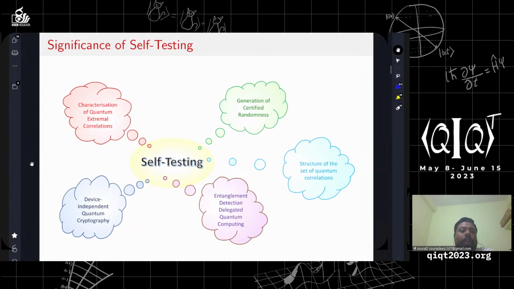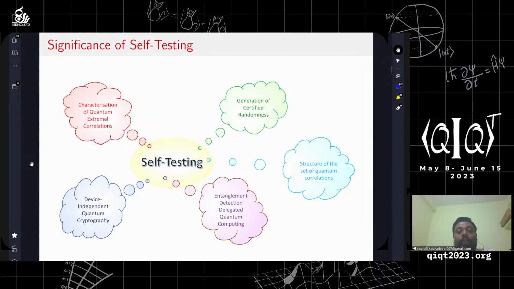That means the user can't rely on the devices they are using. So they need to have a self-testing protocol to conclude that their device is working properly. Apart from the information processing task, self-testing also provides foundational insights into the geometry of the quantum set. That means how the quantum boundary looks, because in a geometrical view, we don't know what kind of principles are there to characterize the quantum boundary. So self-testing provides a way to characterize extremal quantum correlations and then the quantum boundary.